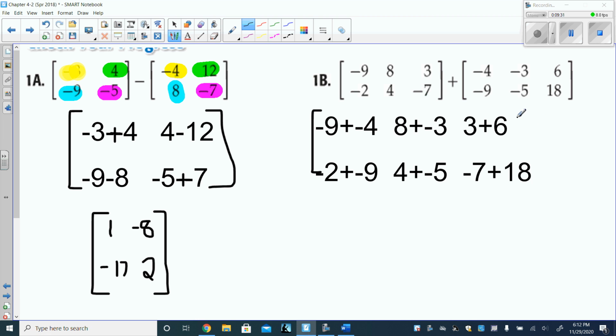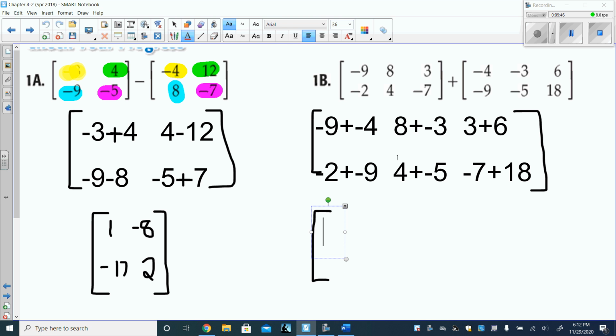And that's what we're going to be doing in each one of these here, because each one, negative 9 and negative 4 correspond. 8 and negative 3 correspond on top. 3 and 6 correspond, and we're adding them together. And if we do this here, well, negative 9 plus negative 4 would be negative 13. Our 8 plus negative 3 would be 5. And 3 plus 6 would be 9.